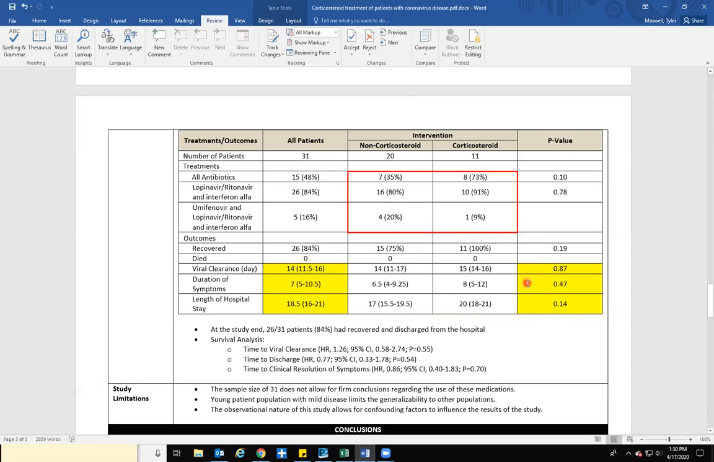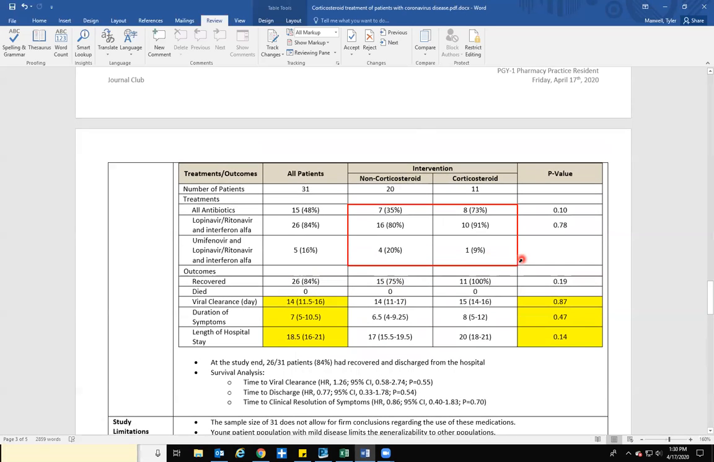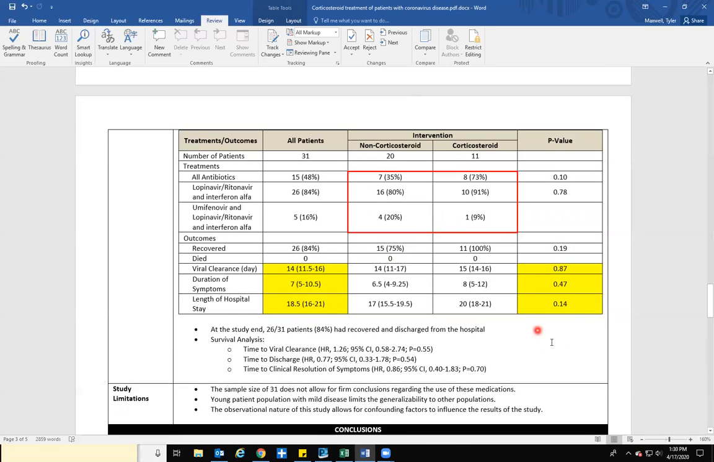In fact, when they looked at their analyses, there were no statistical differences between the corticosteroid and the non-corticosteroid groups. The average time to viral clearance was about 14 days. The duration of symptoms was about 7 days, and the length of hospital stay was about 19 days. 84% recovered by the end of their study, and most of them had discharged from the hospital.